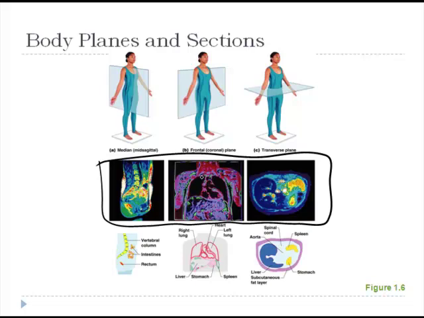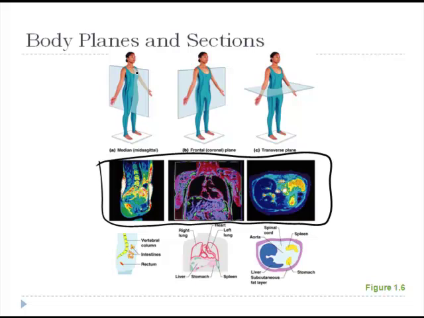So in each case here, we're cutting through the body, and we're looking at similar organs. They're going to look very different depending on what we're looking at. As we look at different pictures throughout the semester, I'll try to remember to point out what type of plane we're looking at so you can get your bearings and know what we're looking at.